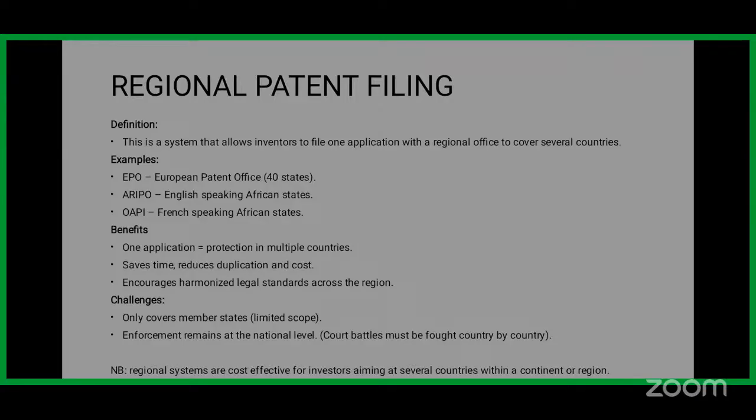Also, enforcement remains at the national level. What this means is that if there is a dispute and you want to challenge it in court, you have to make use of the courts at the national level. Let's say the dispute arose in Nigeria, for example, you have to go to the Nigerian courts, let's say the Federal High Court, to resolve that dispute. So these are the challenges. Next slide.